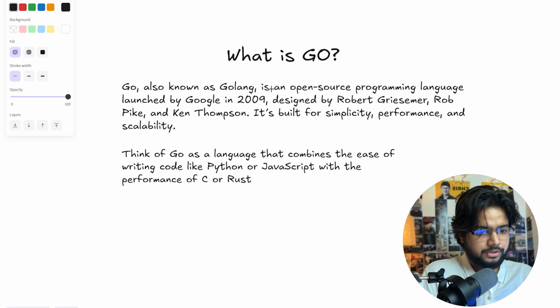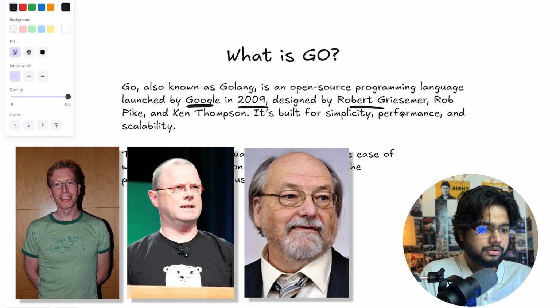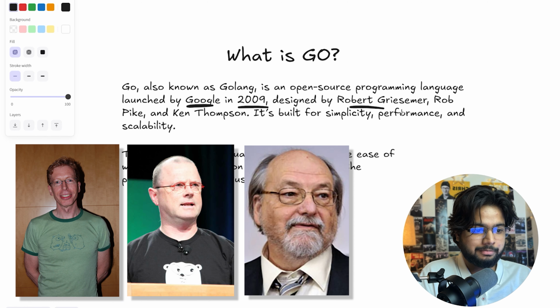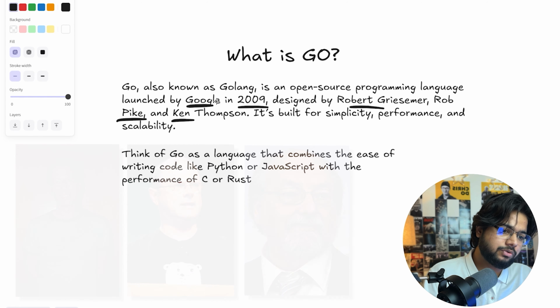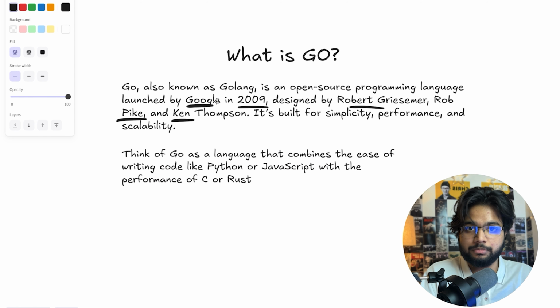For the introduction, Go is an open source programming language developed and launched by Google in 2009 and designed by Robert Griesemer, I hope I pronounced it right, Rob Pike and Ken Thompson. These guys were the geniuses who developed Go. Why I'm saying these guys were geniuses, we'll talk about later on, because we'll see a lot of things like how concurrency works, and you will be able to say that okay, these guys are geniuses. So let's move on and see the definition.